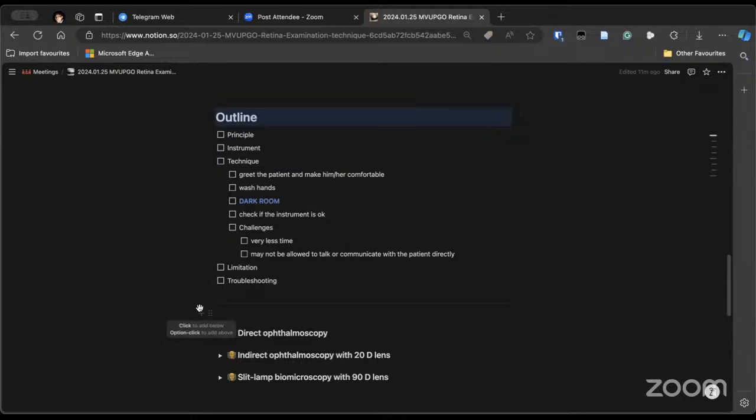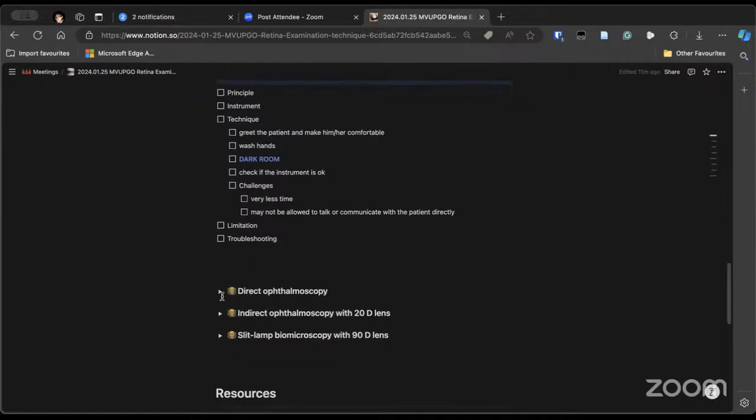The challenge is that if you want to follow a specific routine, you may not be able to, because there is very little time. If you want to greet the patient, wash hands, and do everything per protocol, then you might get very little time to examine the patient. The examiner might not allow you to talk or communicate with the patient directly, but your body language also shows your attitude. So maintain courtesy to the patient and just thank them, because they are helping you in the exam, and it is very difficult to tolerate this bright light again and again.